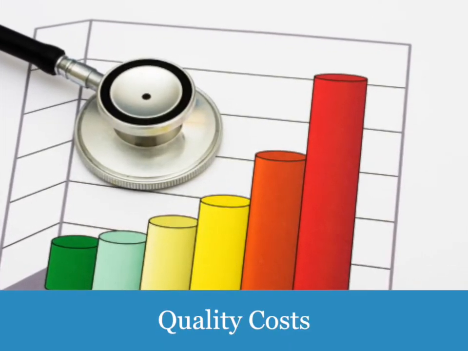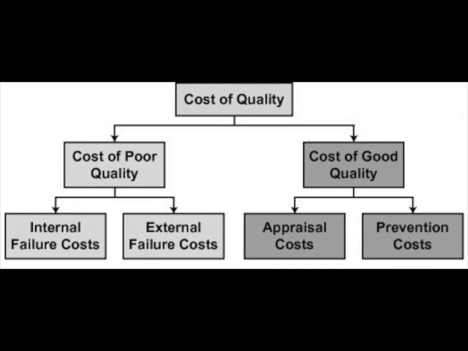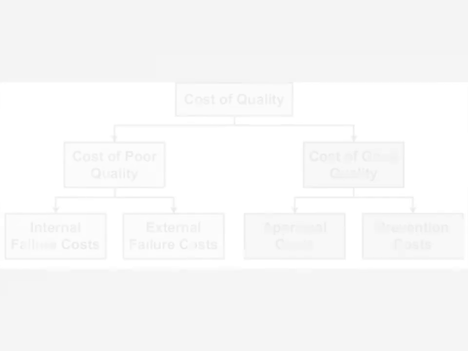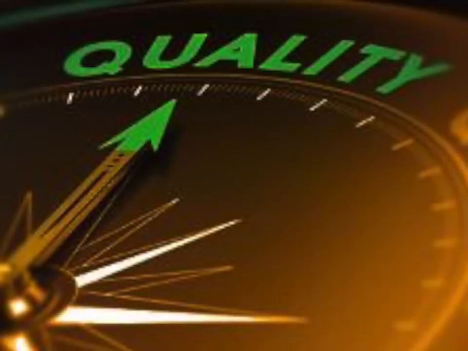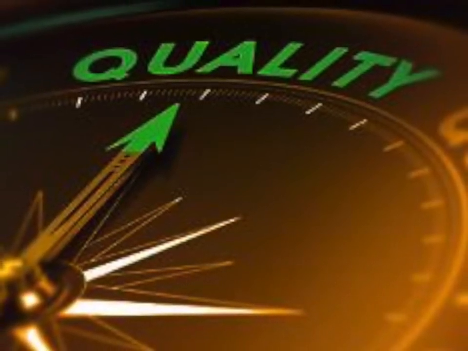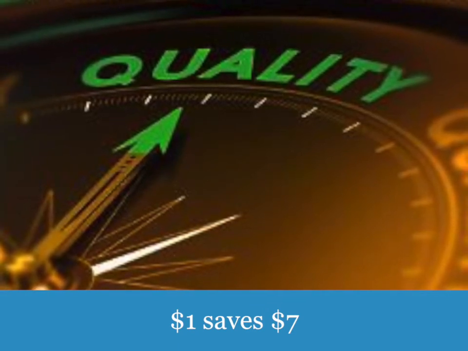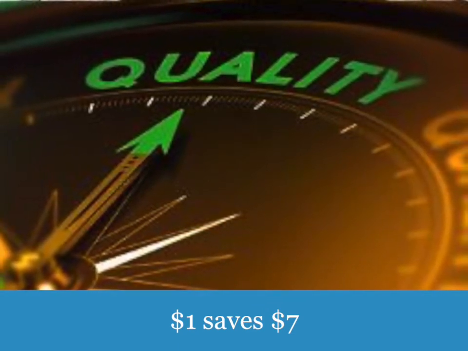Next, we have quality cost categories. Prevention cost, the cost of activities specifically designed to prevent poor quality. Appraisal cost, measuring, evaluating, and auditing. Failure cost, the cost resulting from products or services not conforming to the requirements. Internal failure cost, which fails inside the company, and external fails when it meets the customer. Some authorities contend that each dollar spent on prevention will save $7 in failure cost.